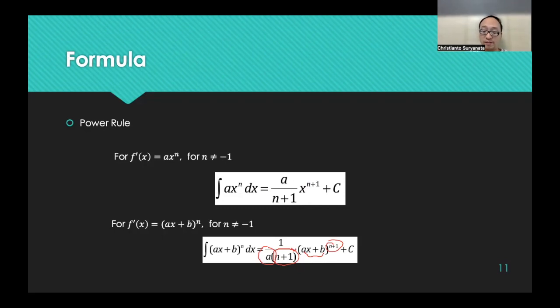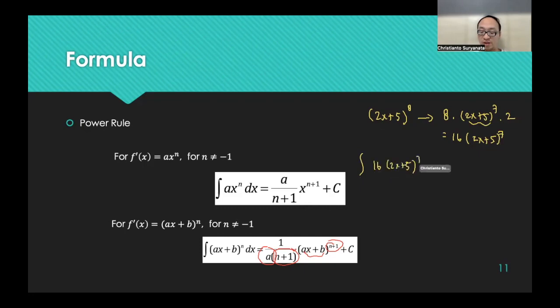For example, (2x plus 5) to the power of 8. When you derive, you will have 8 times (2x plus 5) to the power of 7 times the derivative of the inner function, which is 2. Now, this equals 16(2x plus 5) to the power of 7. Now, I want to integrate 16(2x plus 5) to the power of 7 dx. So the result should be back to this.